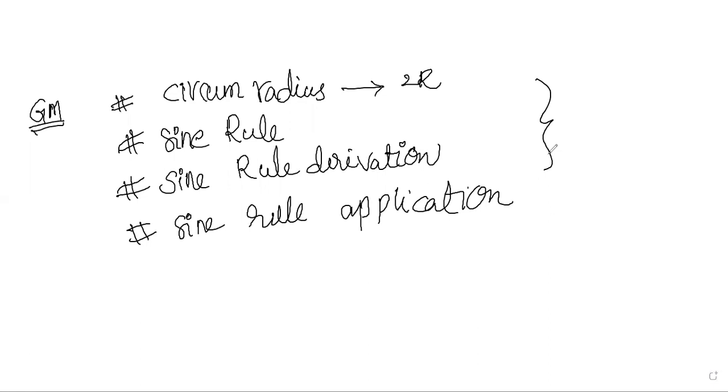Okay, let's start with what a circumradius is. A circle that circumscribes a triangle is called the circumcircle. Let's see how the derivation is going to be.